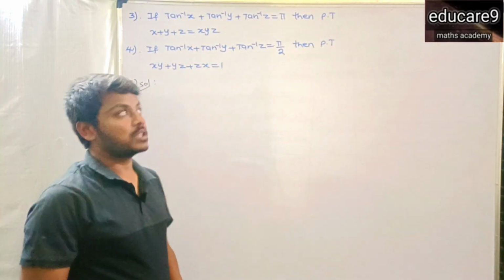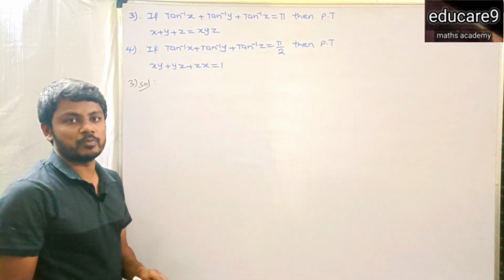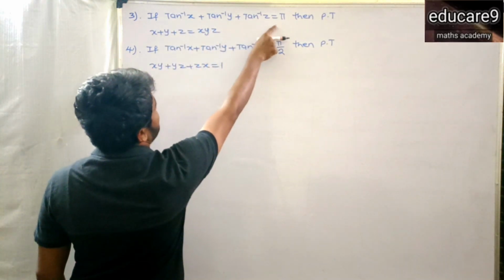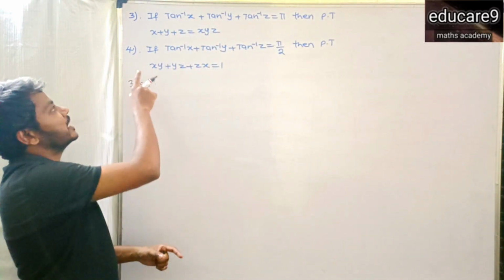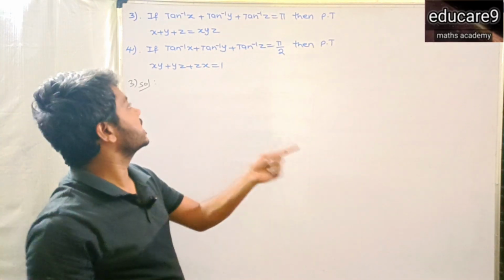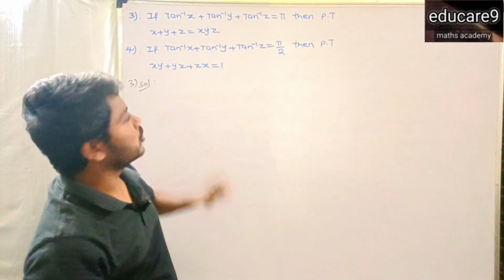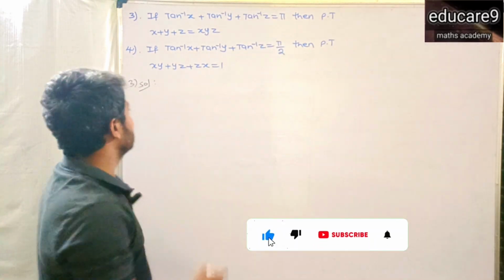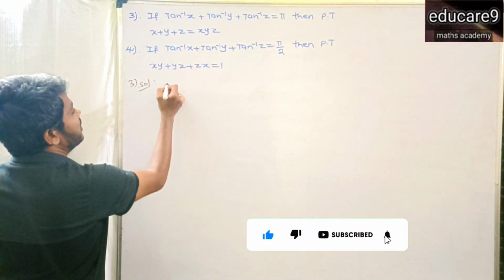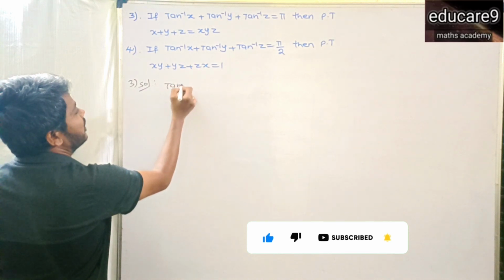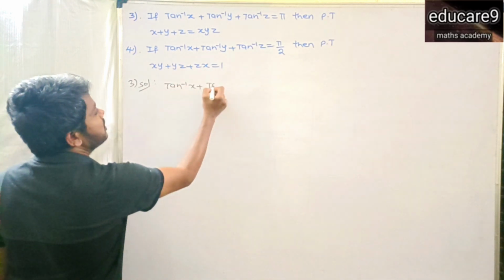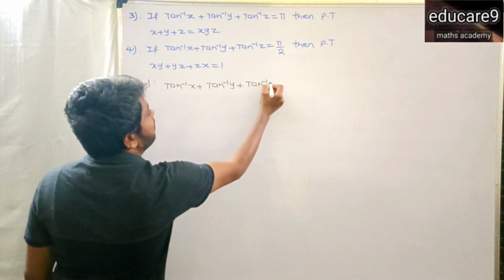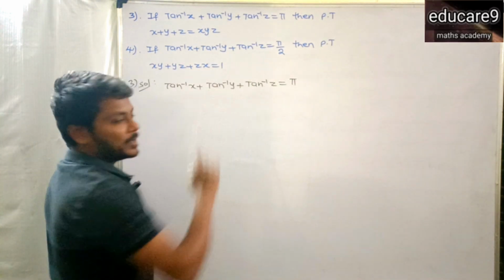So next, question number 3. This is also similar to the previous one. Given tan⁻¹x + tan⁻¹y + tan⁻¹z = π, prove that x + y + z = xyz. Similarly for the fourth one also; here π is given, but there π/2 is given. So the third one: given tan⁻¹x + tan⁻¹y + tan⁻¹z equals π.